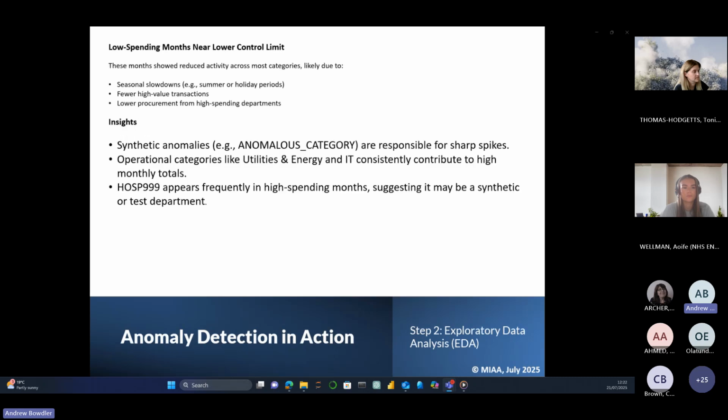And now for the dips. Here we see quieter periods, likely reflecting operational slowdowns, summer holidays, year-end budget controls. These insights are useful for seasonal forecasting and to highlight when things go unexpectedly quiet. Silence can be as anomalous as spikes.